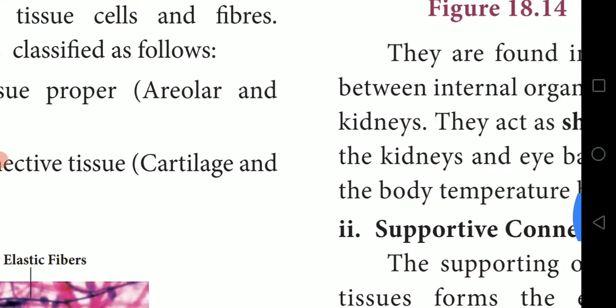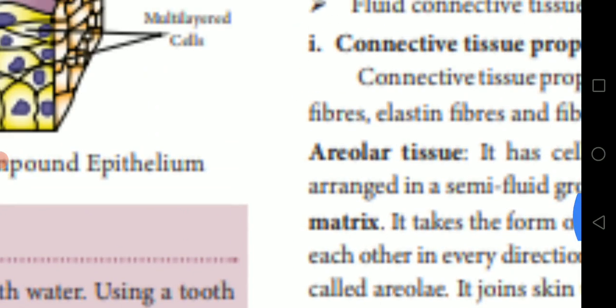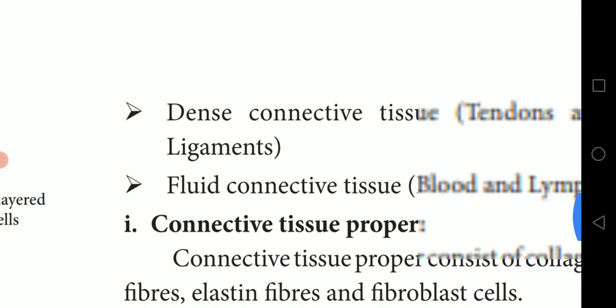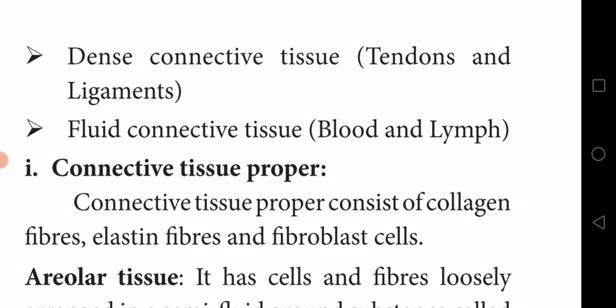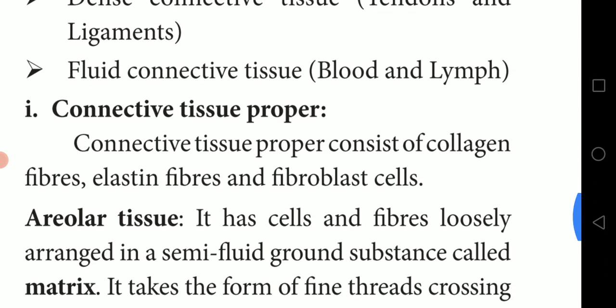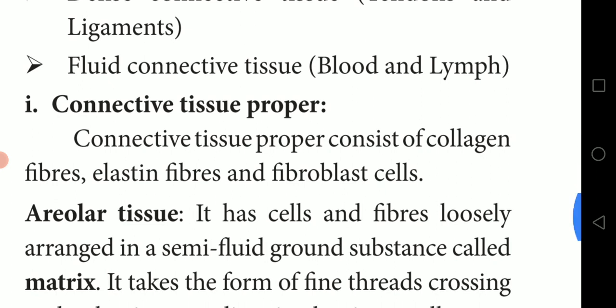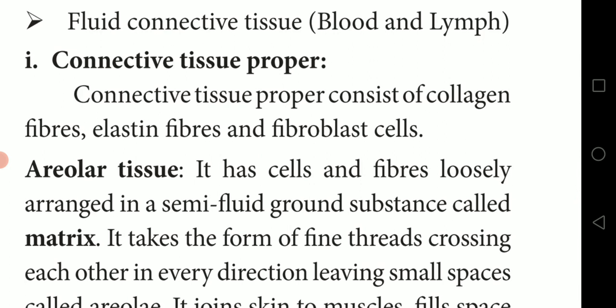The next tissue is the dense connective tissues. Dense connective tissues, that we call tendons and ligaments. Then fluid connective tissues, blood and lymph. So these are the types of connective tissues. We'll see one by one. First is the connective tissue proper.